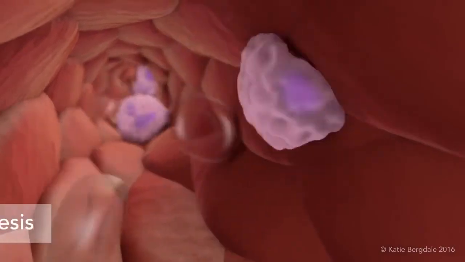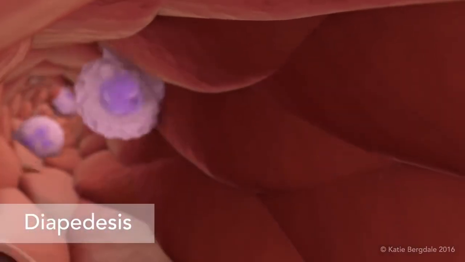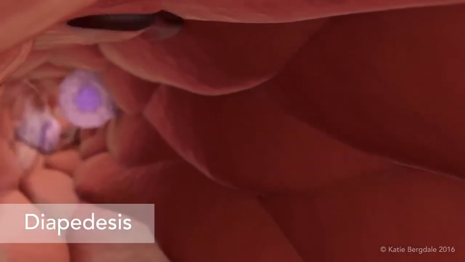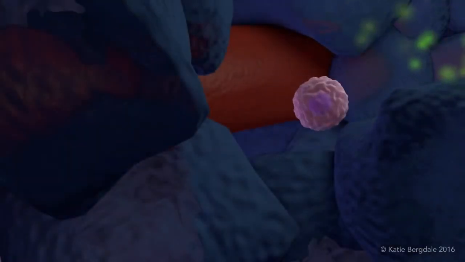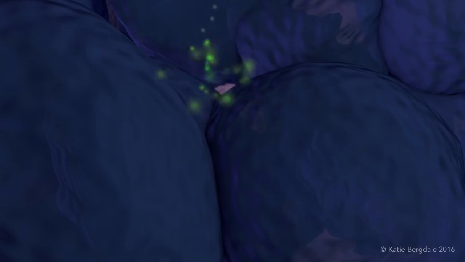With the neutrophil firmly adhered, diapedesis, the process of neutrophils exiting between endothelial cells, can begin. Once outside the blood vessel, the neutrophil migrates to the infection, guided by chemical signals.